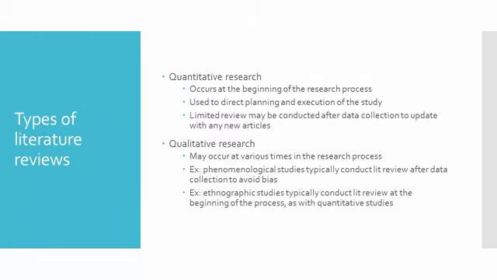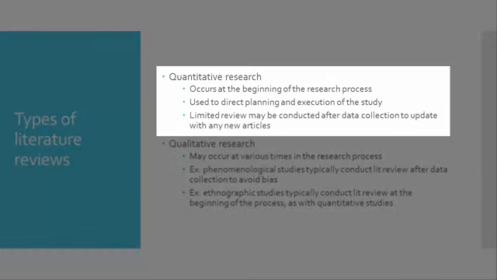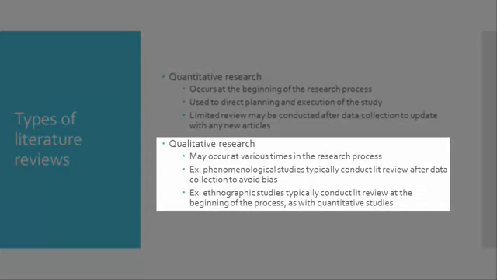Now, let's go over different types of literature reviews. A literature review is an essential component of both quantitative and qualitative research. In quantitative research, the literature review is used to direct the planning and execution of the study, and is conducted before the study is conducted, at the beginning of the research process. After the study is completed, a second limited review is conducted to identify any studies published since the original literature review. In qualitative research, on the other hand, the literature review may be completed at various times in the process, according to the type of study being conducted.